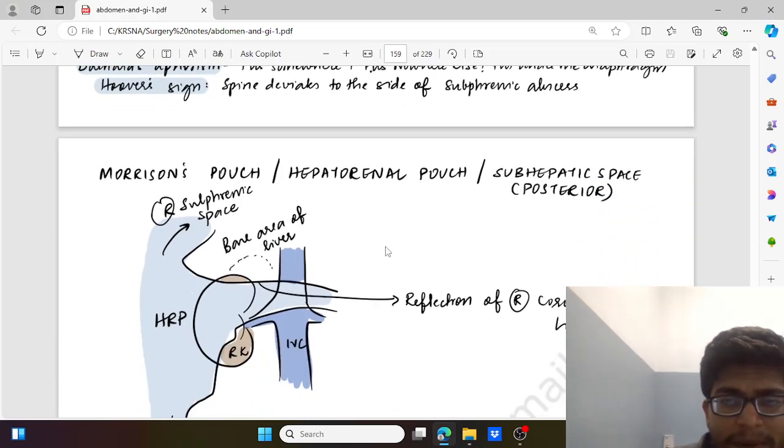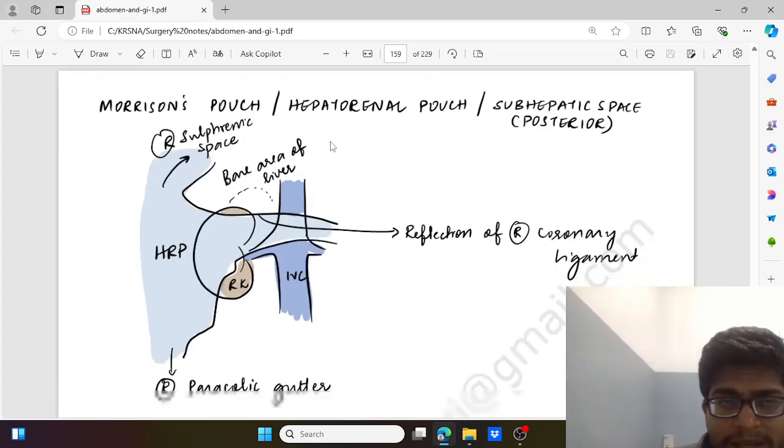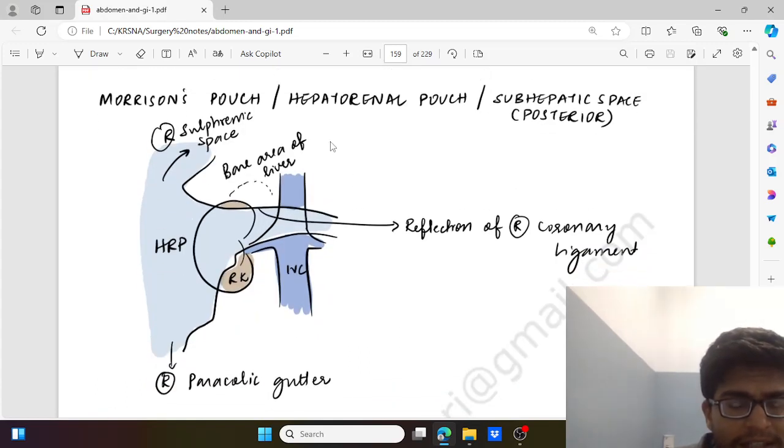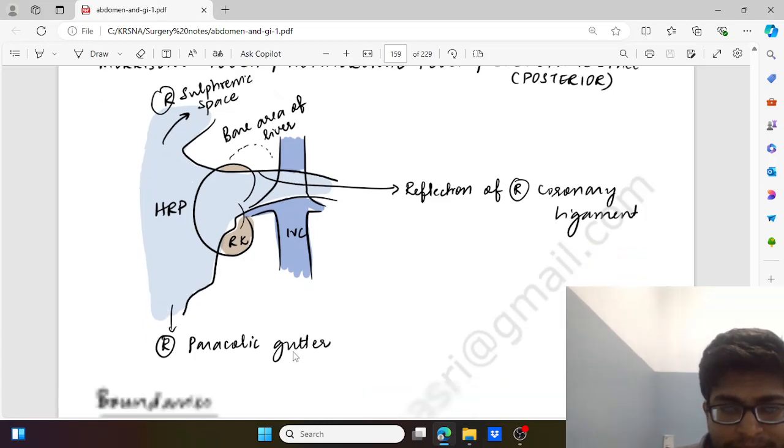Then considering the hepatorenal pouch or the subhepatic space, also known as Morrison's pouch, where we keep the drain in cases of intra-abdominal surgeries many times. We can see in the diagram the subphrenic space, which is connected to the hepatorenal pouch or Morrison's pouch between the kidney and the liver, and below it is connected to the right paracolic gutter.